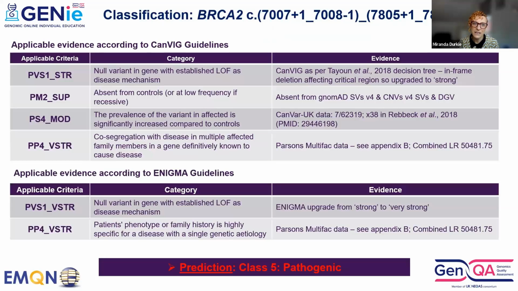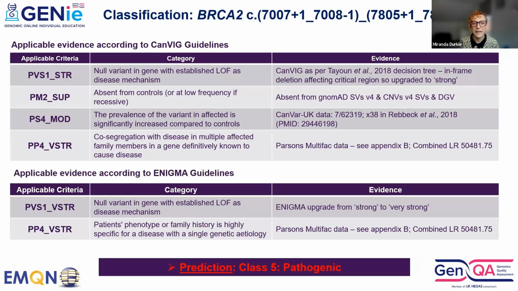So now the classification, again broken down to the CAMVIG guidelines and ENIGMA guidelines. So for the PVS1, we would use in CAMVIG the Tayoun et al. PVS1 decision tree. As this is an in-frame deletion, but affecting a critical functional domain, it's upgraded from moderate to strong. In the UK, as it's absent from gnomAD, and I've just recently checked the new gnomAD SVs and CNVs, so I'm going to come on to these on the next slide, and the Database of Genomic Variation, then we would allow use of PM2 at supporting.